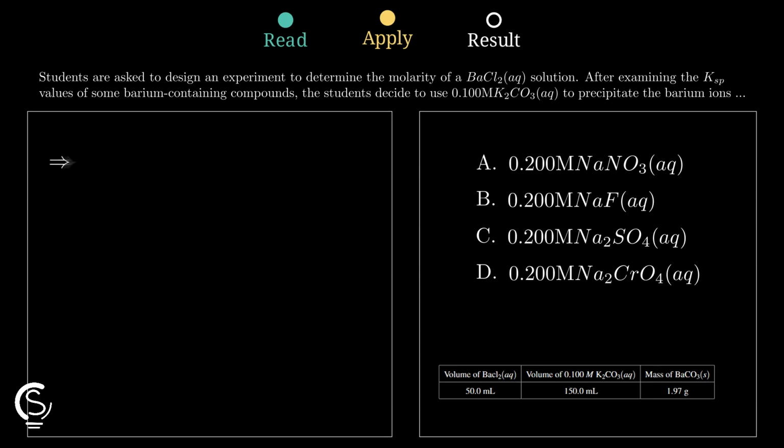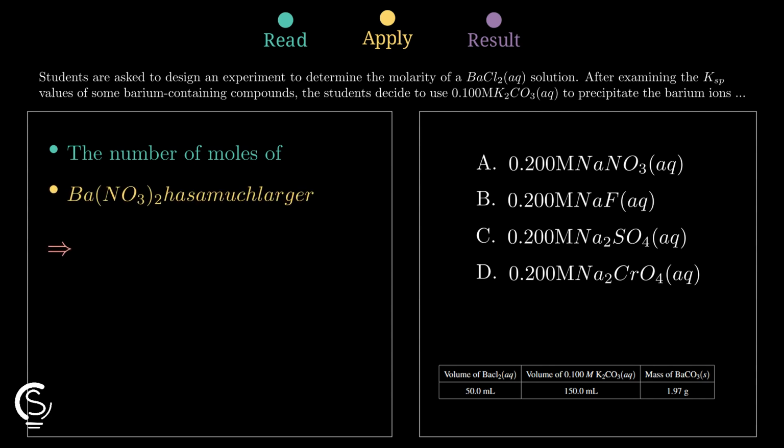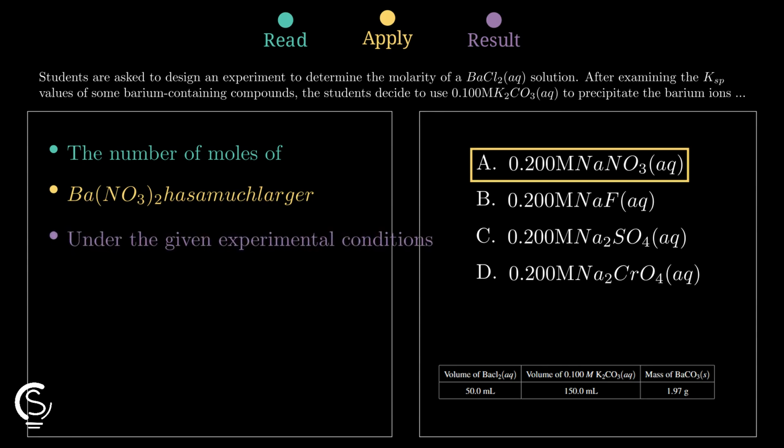Looking at the options, sodium nitrate contains the nitrate ion. According to general solubility rules, all nitrate salts are highly soluble in water, meaning no solid precipitate will form at all. Since no precipitate forms with sodium nitrate, it produces the least amount of moles. This makes option A the clear winner for our experiment today.